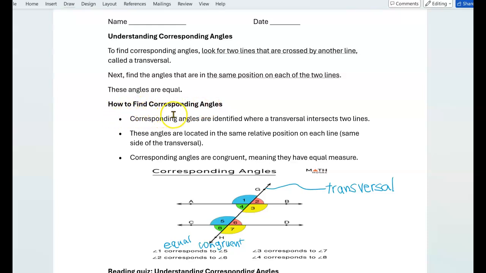How to find corresponding angles. Corresponding angles are identified when a transversal intersects or goes through two lines, the parallel lines, right? The parallel lines. Intersects, goes through.